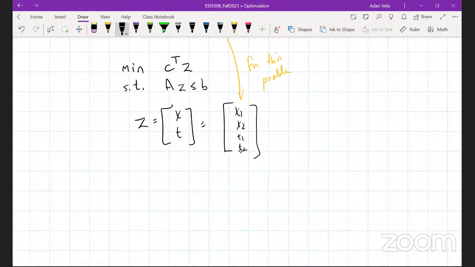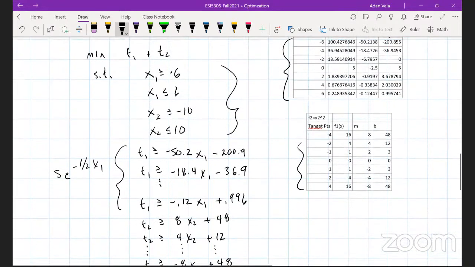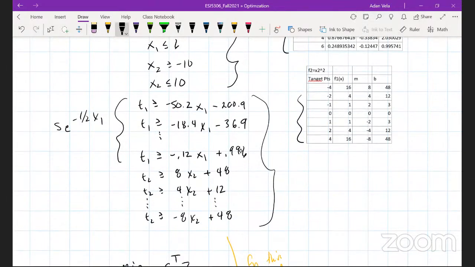Now our C transpose, well, with that in mind, our cost is only calculated based on T1 and T2. So our C would be something like 0, 0, 1, 1. Now A and B get a bit more complicated because we have to maintain all our prior constraints along with the constraints that we've introduced as part of the linear approximation.